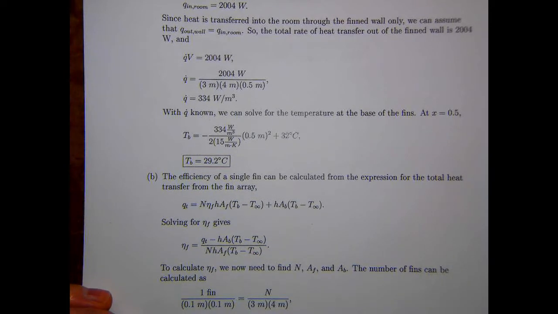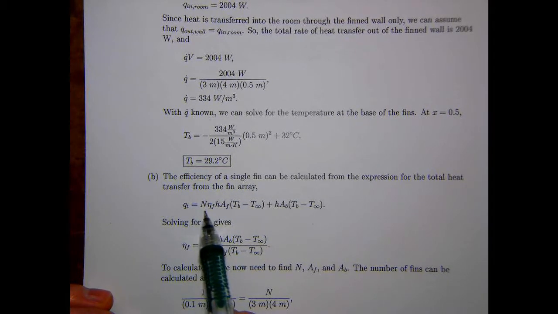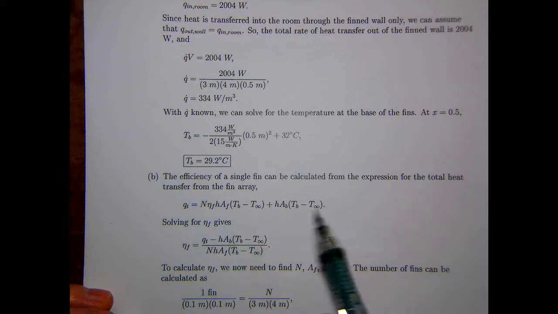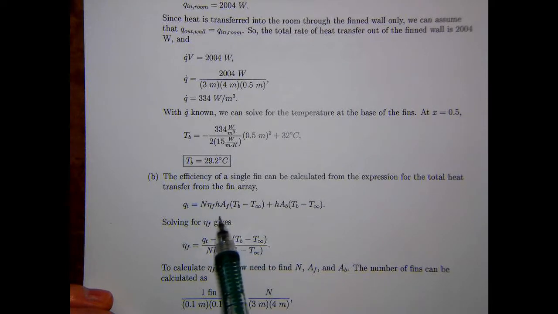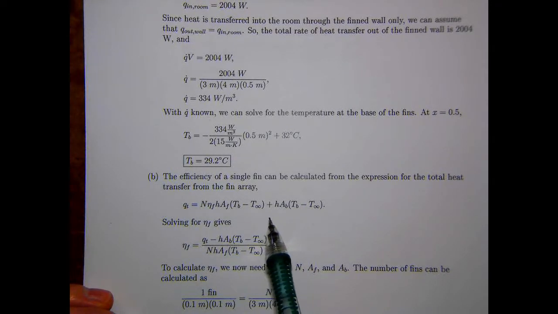And then all you need to know after that is the number of fins, the fin surface area, and the base surface area, which are all calculated in a way very similar to how we did on some of the fin array homework problems. And then you can just rearrange and solve for the fin efficiency.